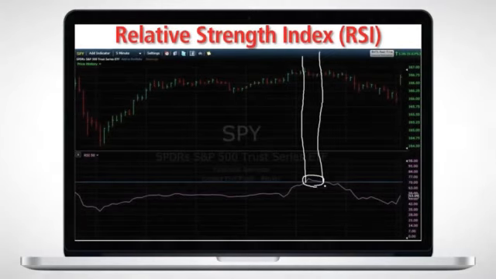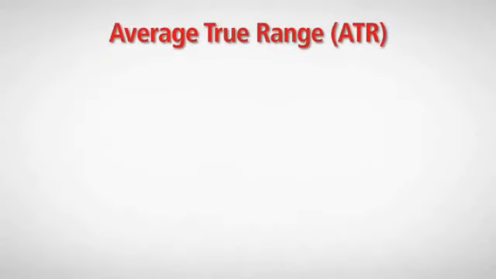So that's RSI. Average true range is another indicator that I use, and ATR I use more as a measure of an asset's volatility.